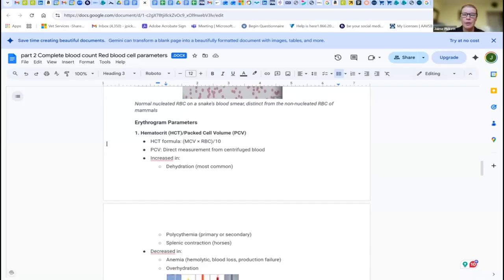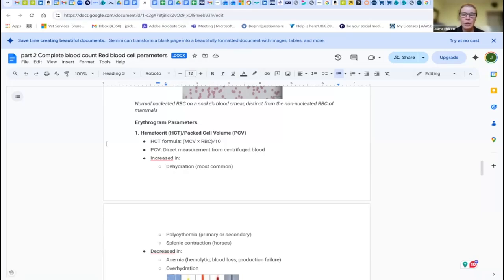So let's start with the hematocrit, also called the packed blood cell volume. These give you the percentage of blood made up by red cells. PCV is the direct measurement from centrifuged blood, and the hematocrit is calculated. I hope that makes sense because it can be a little bit confusing.